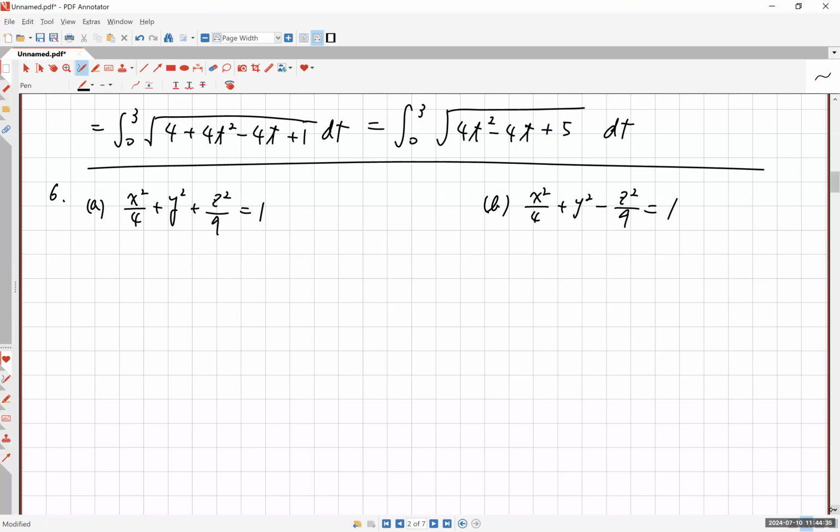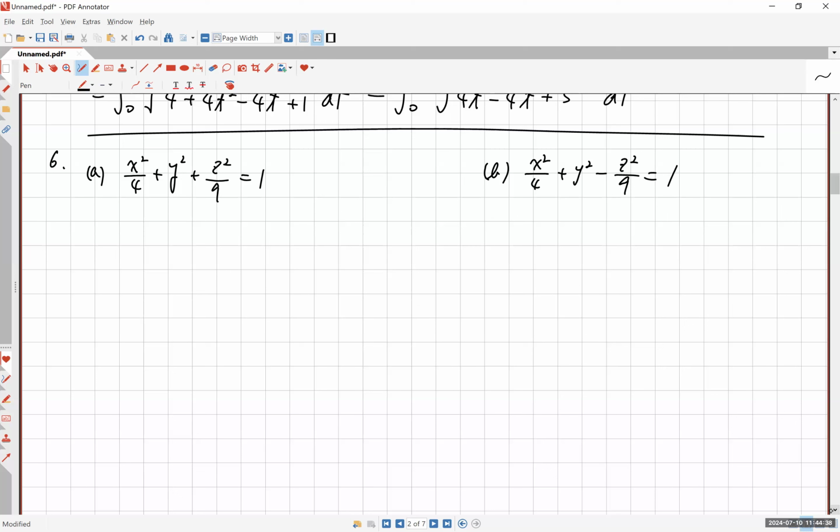For each of these, what you have to do is draw three traces. Let x be equal to 0 first. Then you see the cross section of this particular surface when you cut it along x is equal to 0. So this is a parabola, right? No, sorry, it's an ellipse. And you can draw a small sketch here. You don't have to have a big one.